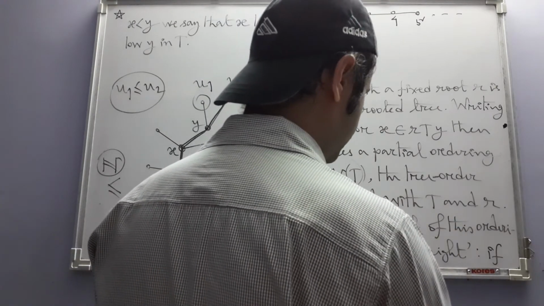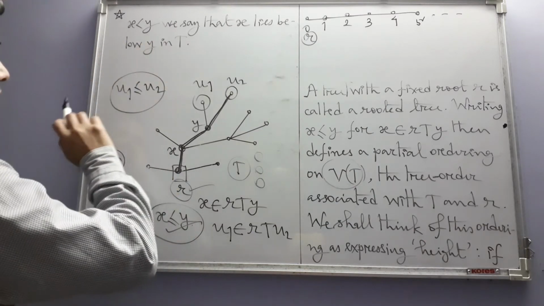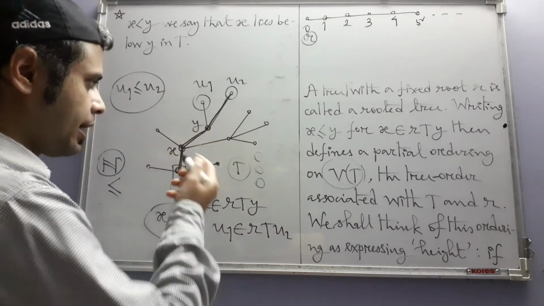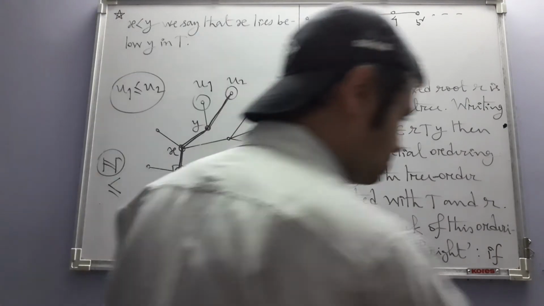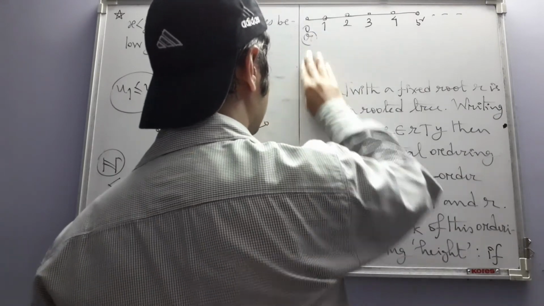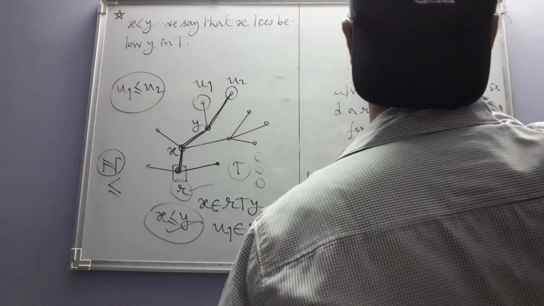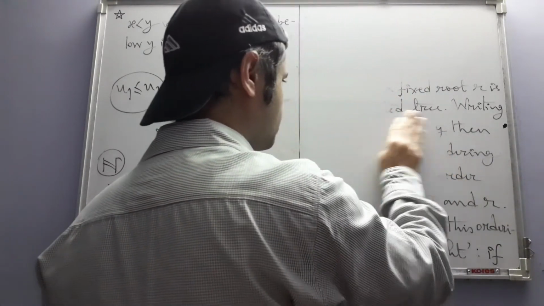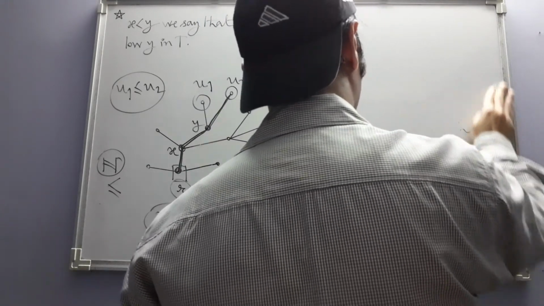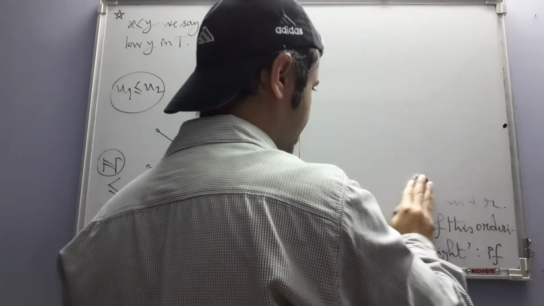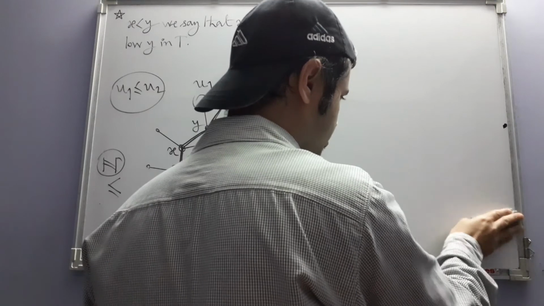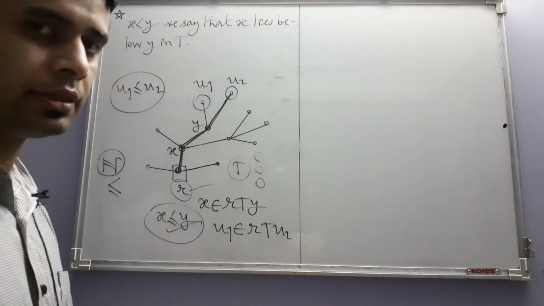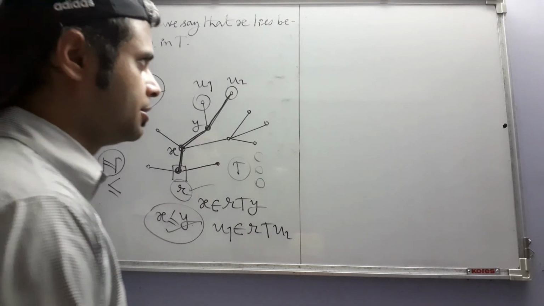We shall think of this ordering as expressing height. If x is less than y, we say that x lies below y, which is very clear here. If we draw like this, then x is actually below y. What else can we say about this order? We will study partial orders, Zorn's lemma and its equivalence with some of the other statements like the axiom of choice at one point in Terence Tao's analysis. Those parts have not come yet. We will learn about those things.